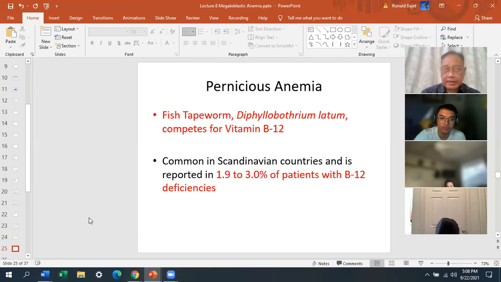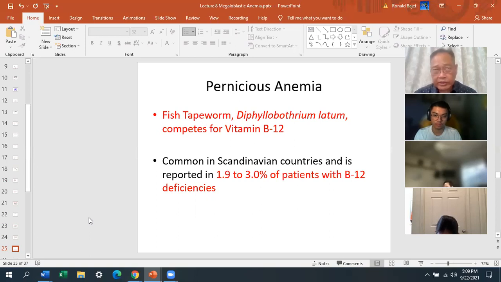All right, the parasite, you're going to learn this next semester. The parasite is Diphyllobothrium latum. Okay, you're going to learn about this in micro. It's the fish tapeworm. What happens is it latches onto your gut, and it intercepts the vitamin B12. It's actually competing with you for the vitamin B12 that you're consuming.